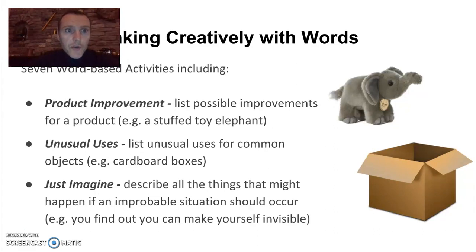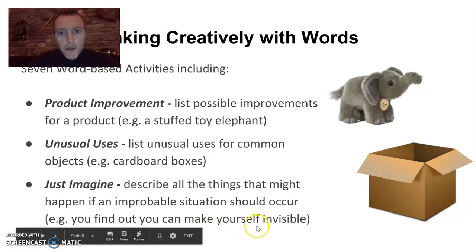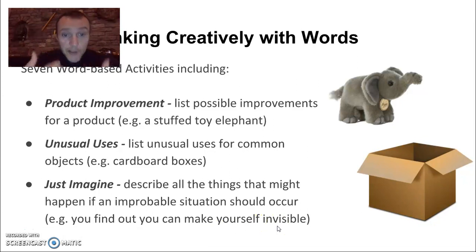The more uses you come up with, the more creative your response will be. And another task is called Just Imagine. So you have an impossible or highly unlikely situation. In this case, it is you can make yourself invisible, and you are asked to write about, to describe all the things that might happen if this situation was possible. Okay, so how would the world be different? How would your life be different if you could make yourself invisible?